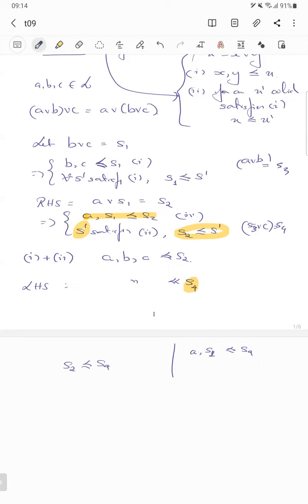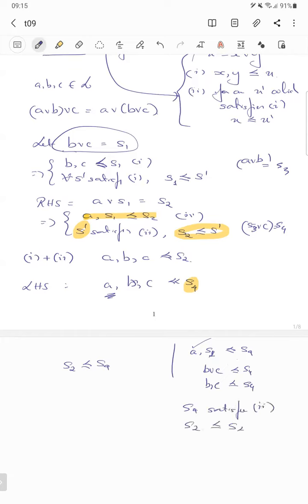Sir, when we are writing A comma S1, for that S1 we can write B join C. Correct. So in particular, A precedes S4 is already here, and the definition of S1 is B join C, right? Yes, S1 is B join C. So if B join C is less than S4, by definition of the join operator, B as well as C has to precede S4. Yes. So this means S4 satisfies 2, and hence S2 precedes S4.